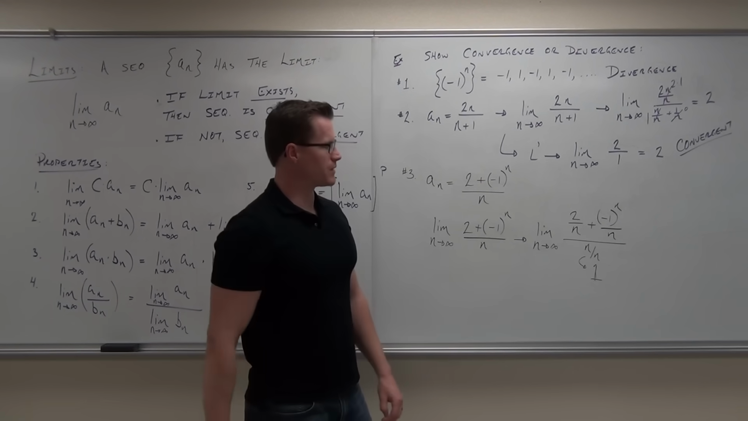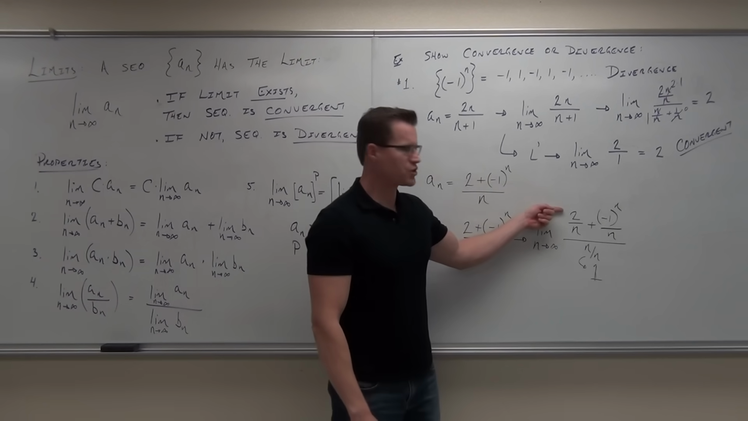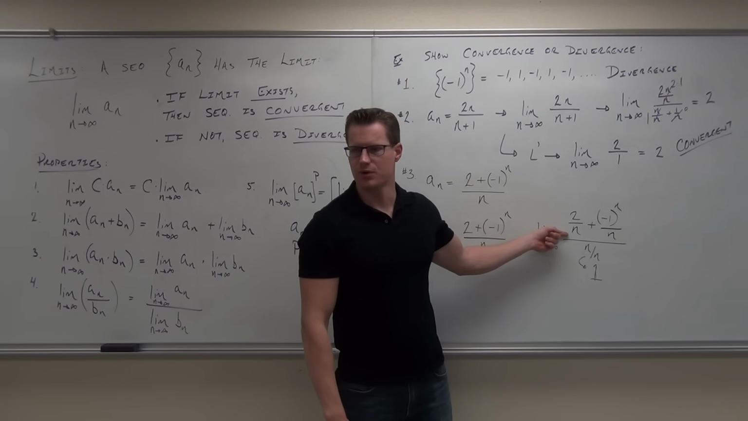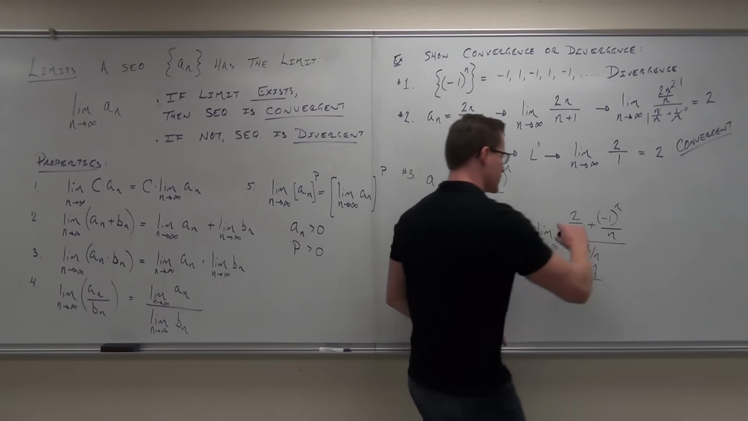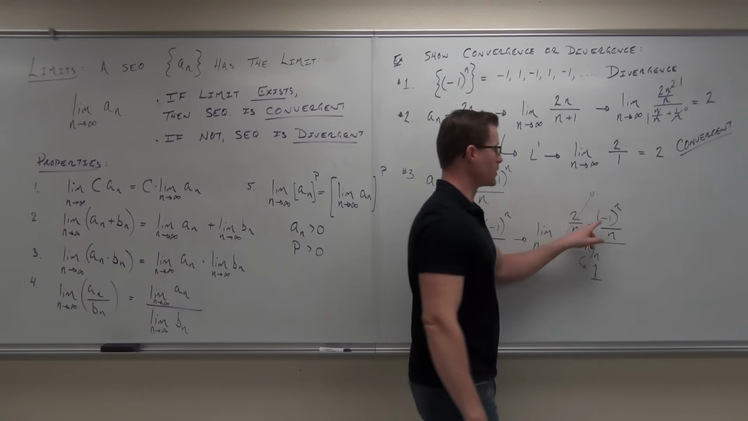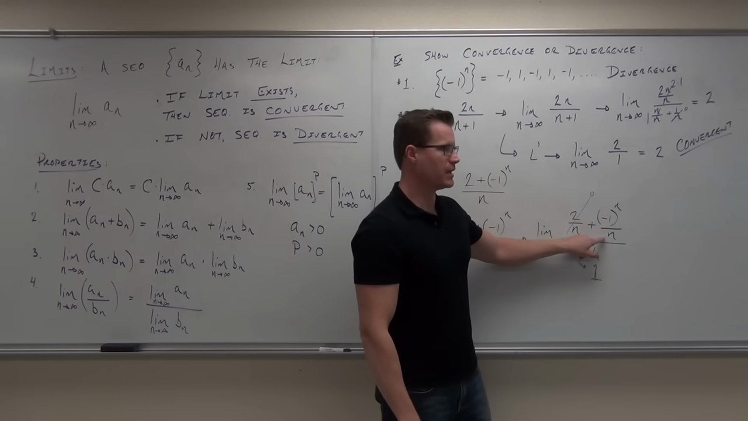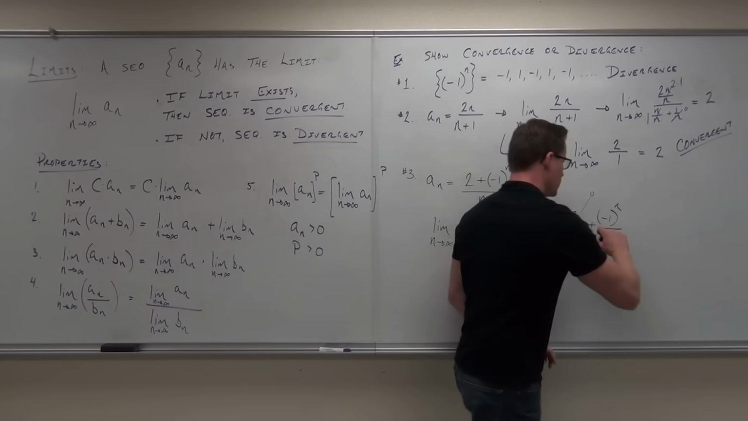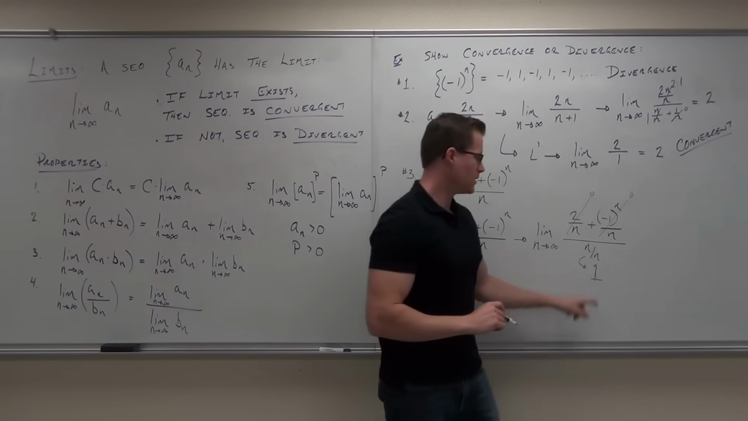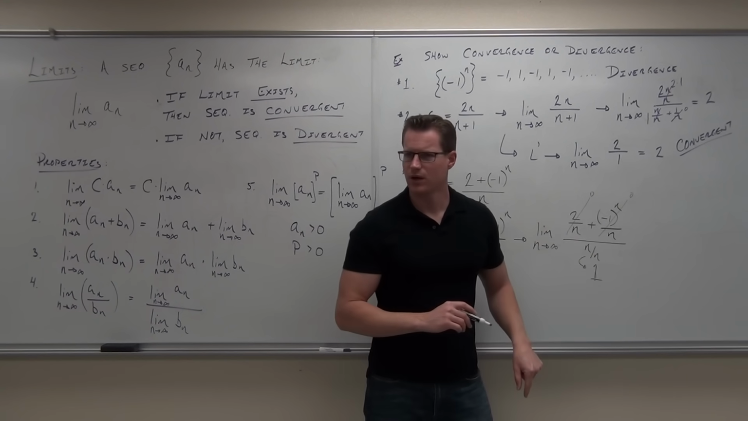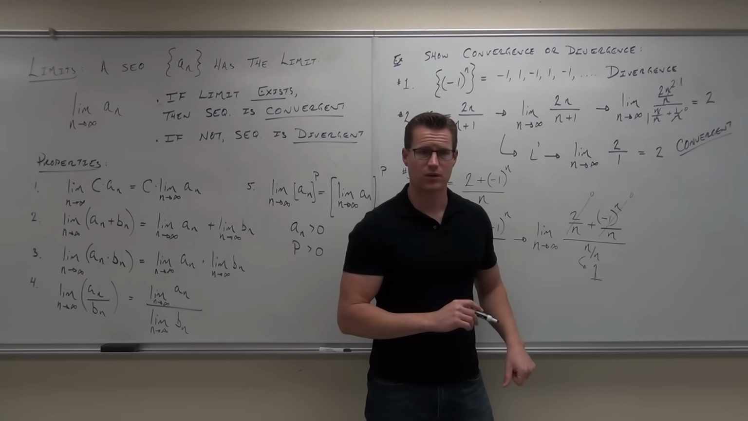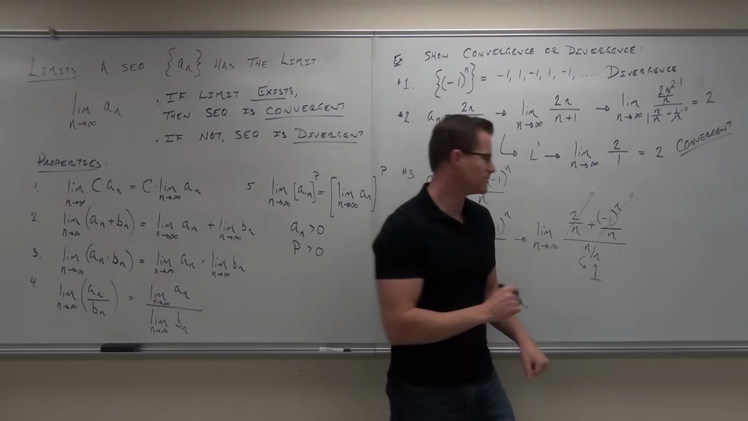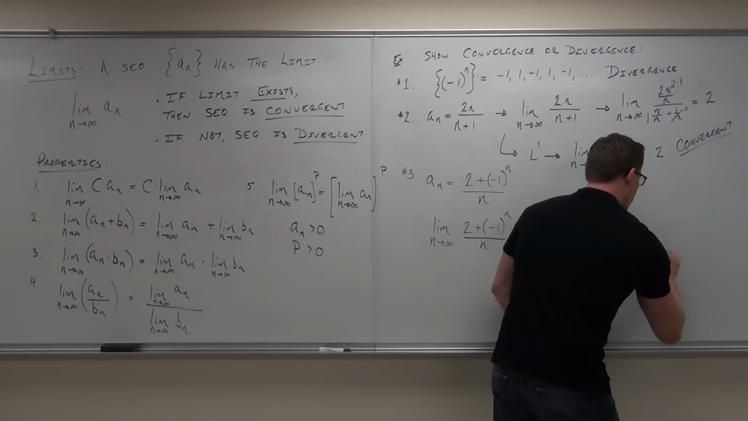Now let's think about this. How much is 2 over n as n approaches infinity? How much is that? 0. This whole thing's 0. Now, how about this one? What's negative 1 to the n over n as n approaches infinity? This is also 0. I don't care what that is, whether it's 1 or negative 1. If I divide it by infinity, it's going to be 0. Does that make sense to you? Over, can you do 0 over 1? Yes. This is 0 over 1, or 0.